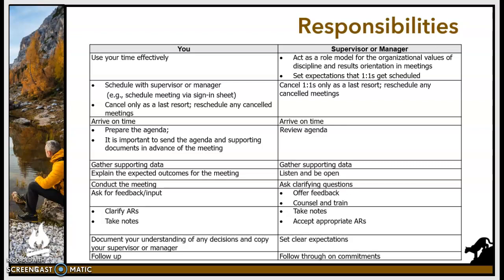Okay, so my responsibilities. I want to act as a role model for organizational values and set expectations that the one-on-ones get scheduled. If you're not scheduling them, we have grades, so it's going to be a different experience, but we want to make sure those get scheduled. I'm only going to cancel one-on-ones as an absolute last resort, and then I will reschedule or adjust anything that needs to happen. I will also arrive on time.